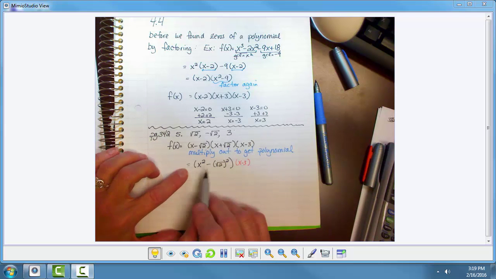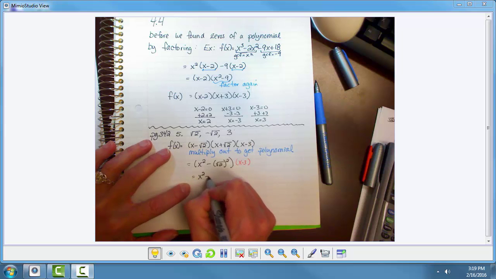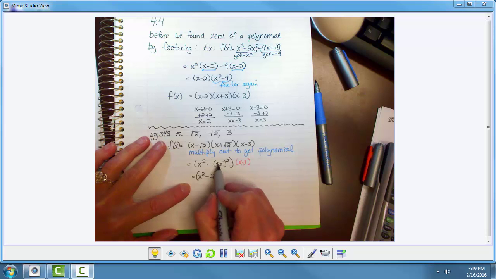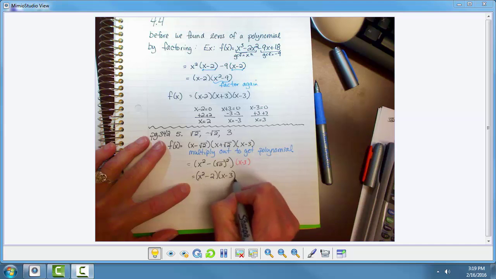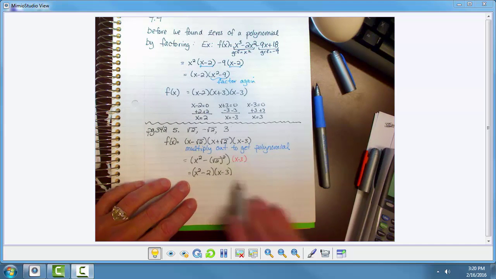So how does this simplify? Well, that's going to become x squared minus 2, because when you square a square root, they undo each other. Then you still have the x minus 3. So how are you going to finish multiplying this out? I would FOIL it.